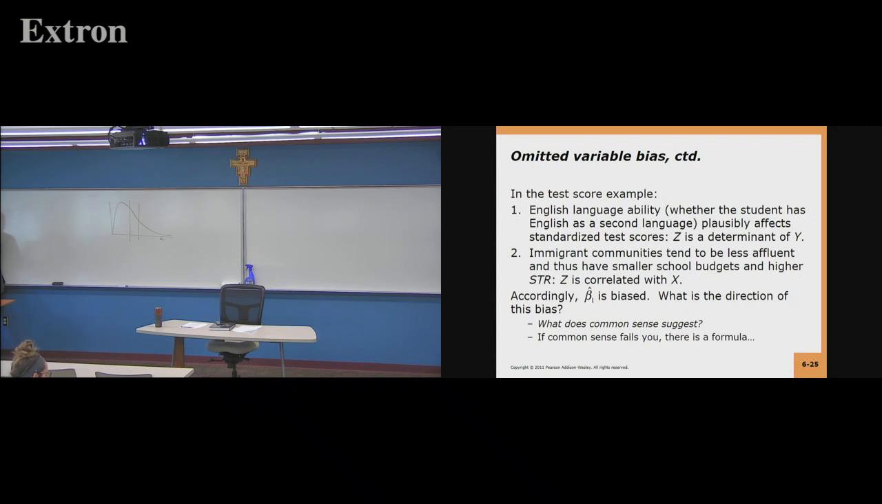For the higher student-teacher ratio. Now, for the lower student-teacher ratio, or even lower test scores. So you think they bias it upwards? Sure. Okay.